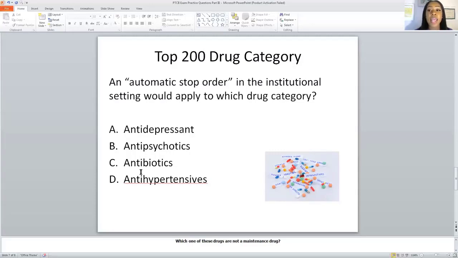So the one that could have an automatic stop order would be antibiotics, because at any given time, the doctor could say, at the end of their drug therapy, I want the drug to automatically stop. And when they're in the hospital, that's how they're writing it, right? They're saying, Teresa's gonna be on this drug for 10 days, and then they're putting automatic stop. So that way the nurse station knows not to keep giving Teresa amoxicillin, okay?